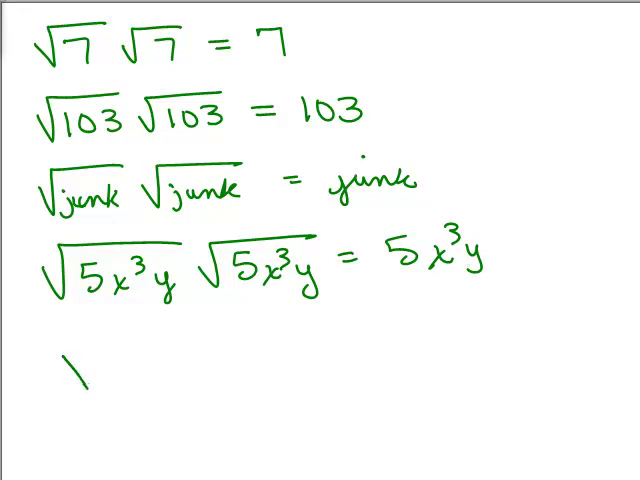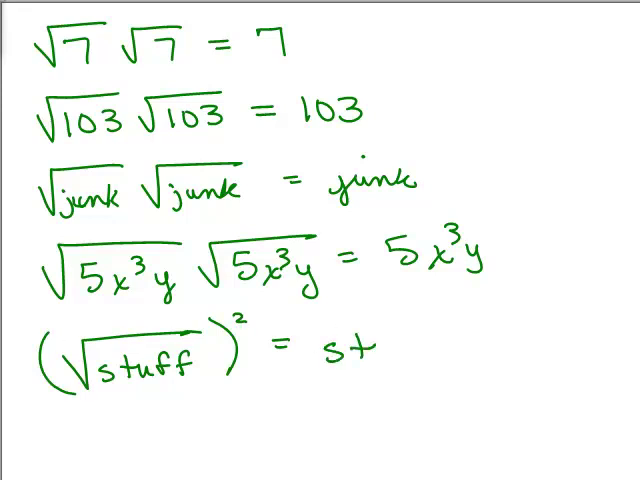Now you could also write it like this. What if you have a bunch of stuff underneath the square root and you're squaring it? It's sort of like it undoes it. Squaring and taking the square root, well, actually, if you take the square root first and then square it, you get right back to where you started, which will be the stuff. If you've got the square root of 19 and you're squaring it, you get 19. All right, so everybody get the idea?